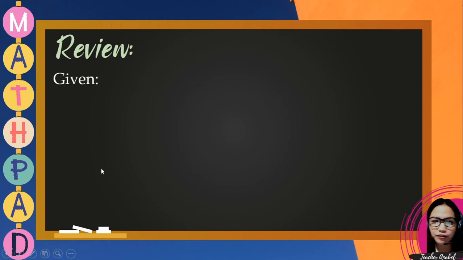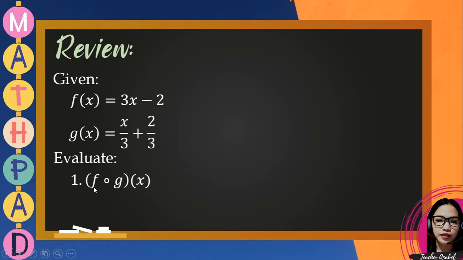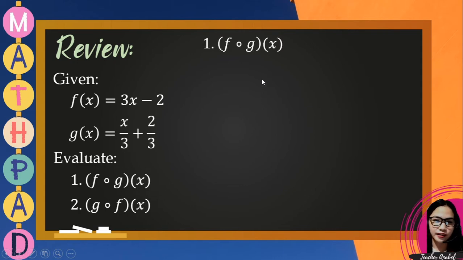So let's say we have f of x is equal to 3x minus 2, and g of x is equal to x over 3 plus 2/3. Now, evaluate f of g of x and g of f of x. So let us have first number 1. To find f of g of x, we are going to write this as f and then g of x.